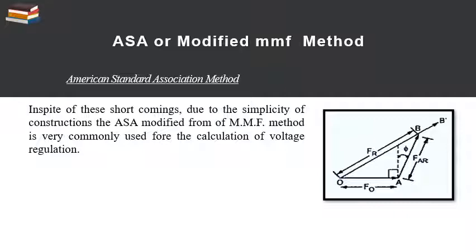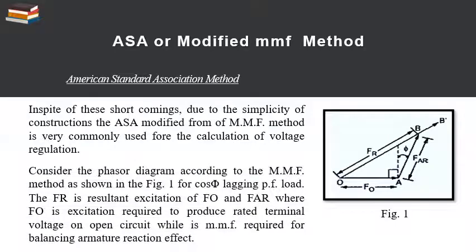In the MMF method also we saw this phasor diagram. Consider the phasor diagram according to the MMF method as shown in figure 1. For cos phi lagging power factor load, FR is the resultant excitation of FO and FAR.